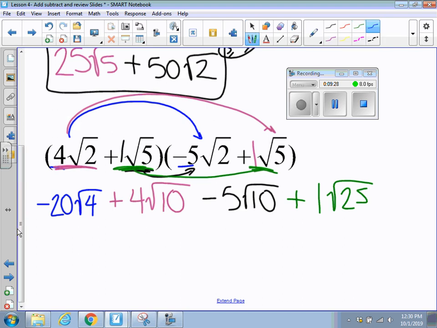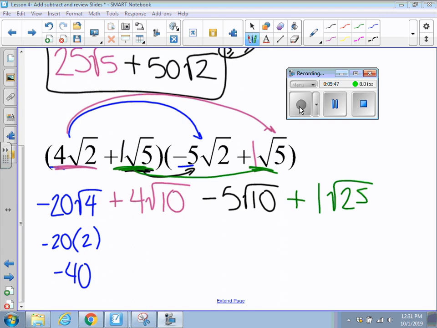Now, all of these are attached through multiplication. So negative 20 square root of 4 is really negative 20 times whatever the square root of 4 is. Well, the square root of 4 is just 2. And what's negative 20 times 2? It's negative 40. I've simplified that. Okay, this is what I'm doing. I'm simplifying right now.